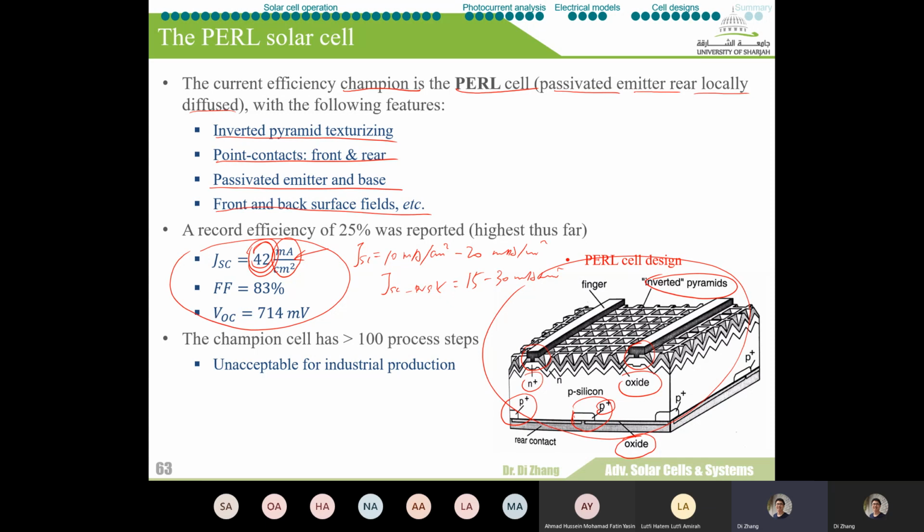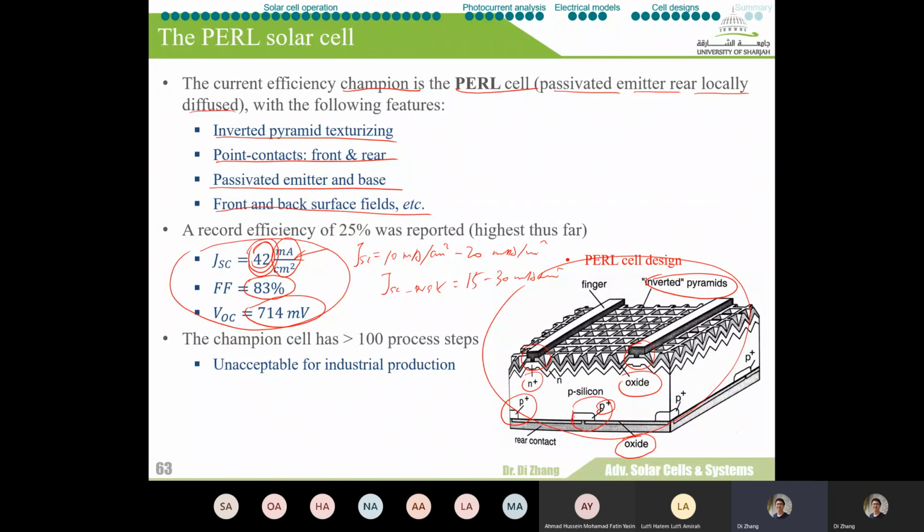For silicon, fill factor is usually a very excellent parameter. So for the PERL cell, it was 83% fill factor, while the open circuit voltage was 0.714 volt. That is very impressive, considering that most silicon solar cells have less than 0.6 volt for V open circuit.